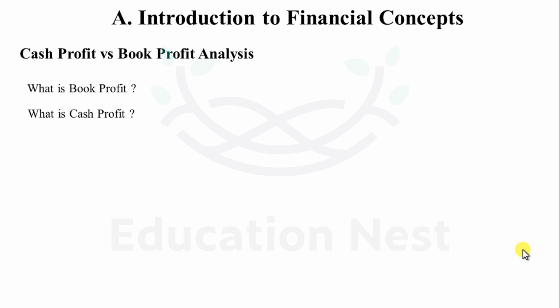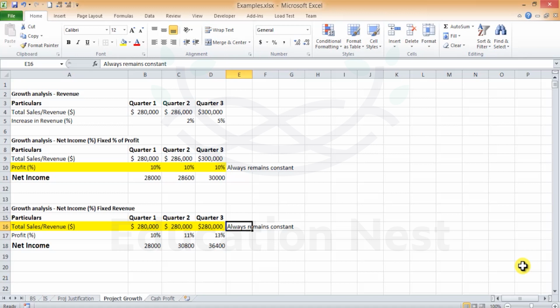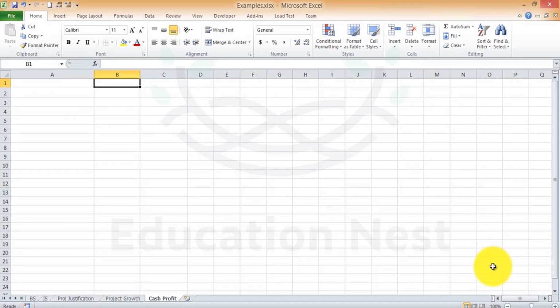Now, what is the importance of knowing both the things? We'll just look at an example and that will give you a clear insight as to what is the need for having an understanding of both the cash profit as well as the book profit. So let's see over here.